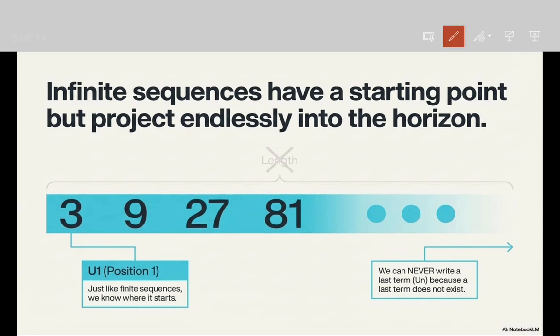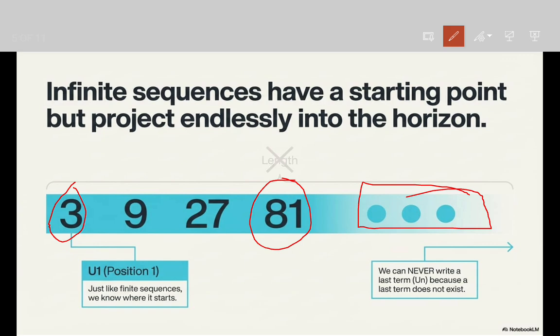Infinite sequence. We have the first term, we have the fourth term, but we do not know the fifth, the sixth, and the seventh term. So we can never write the last term because a last term does not exist. And the ellipsis symbol demonstrates that. So we have two types of sequence: finite sequence and infinite sequence.